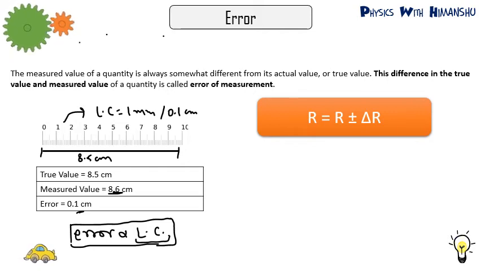Okay, so our next topic is error. We'll be revising error today, error in addition and error in subtraction. So what is basically error?